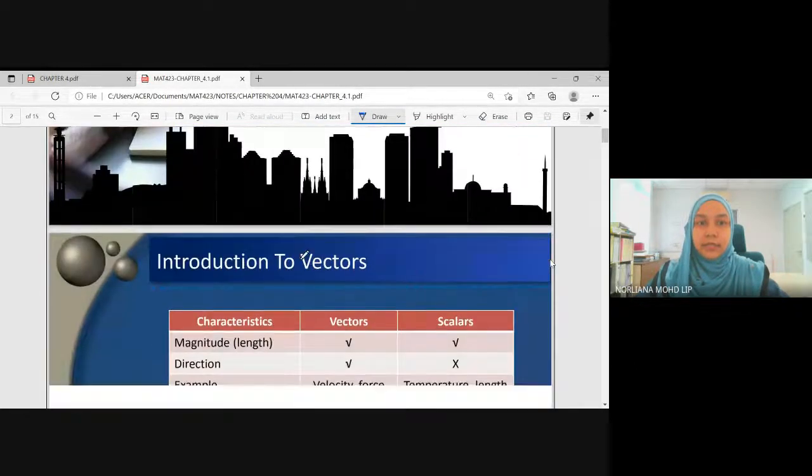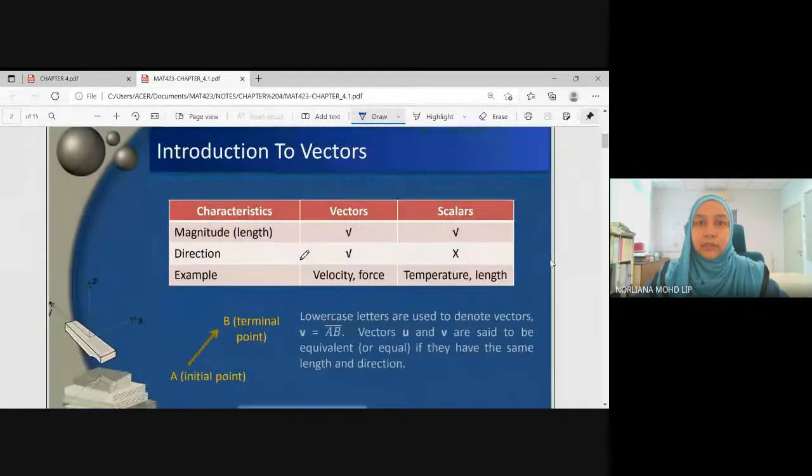Now we look at the introduction to vector. This table illustrate the difference between vector and scalar. The characteristic for a vector, the vector involve magnitude, or we can call it length, and direction. For example, we have the velocity and force. It is the example for vector.